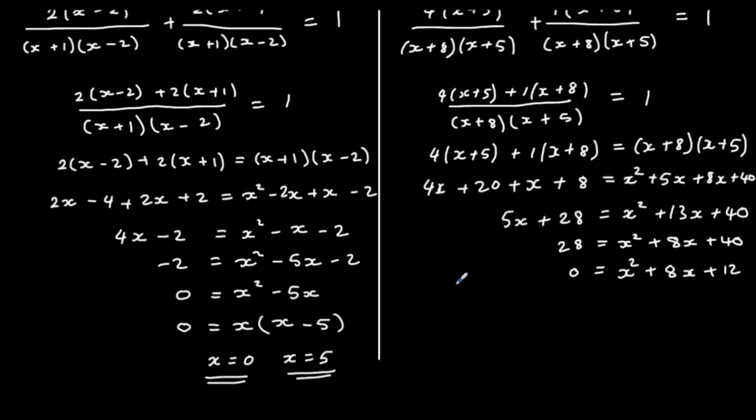I'm going to solve it by factorizing. So what multiplies to make 12 and adds to make 8? That's 6 and 2. So I've got x plus 6 and x plus 2, which means x is equal to... What makes the first bracket 0? X would be negative 6. And what makes the second bracket 0? Negative 2.